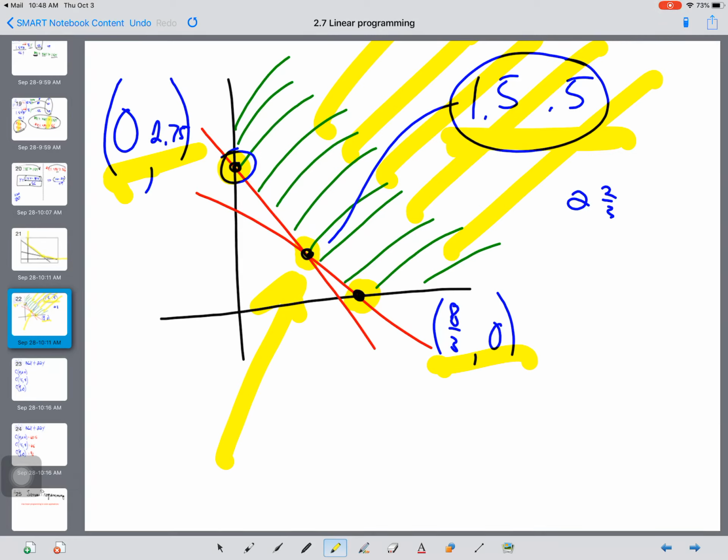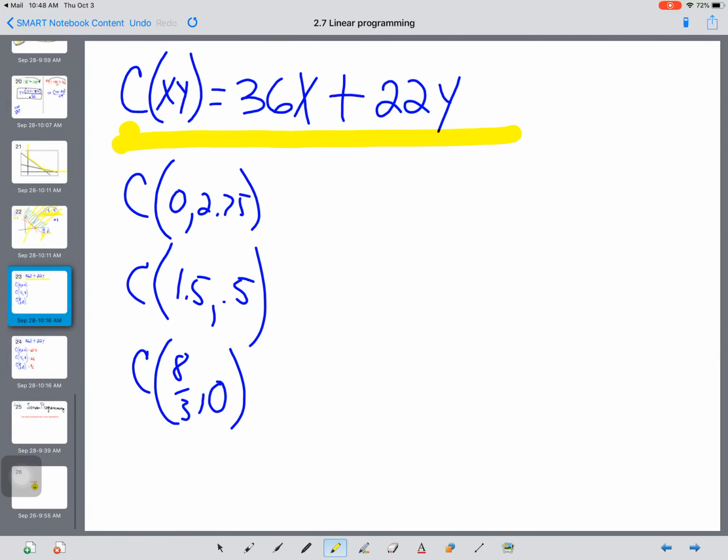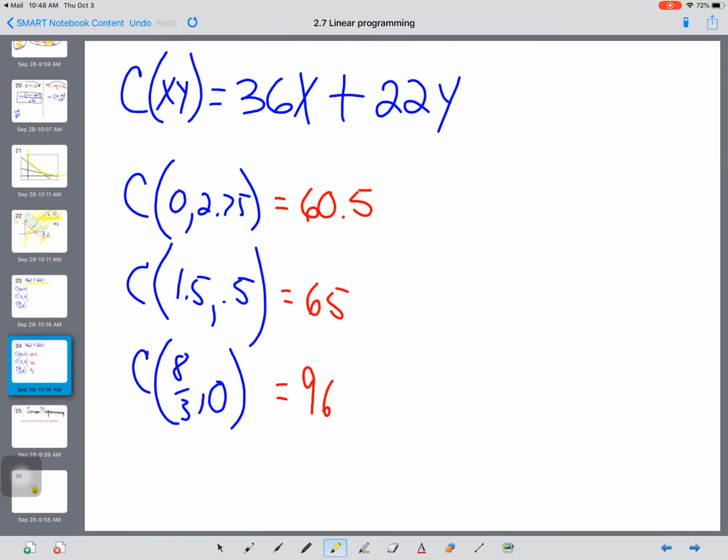So I find these 3 points. This one is basically saying just feed them all Serious. This one's saying just feed them all Good Start. And this is a combination of the Serious and the Good Start. So I'm going to take each of those points and plug it into the objective function, which was a cost function, one at a time and see what answer we get.